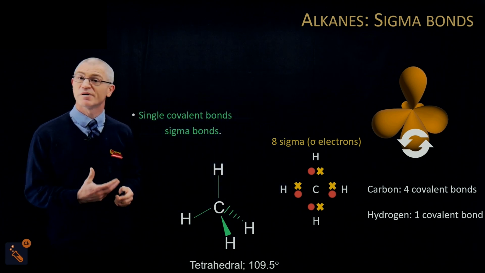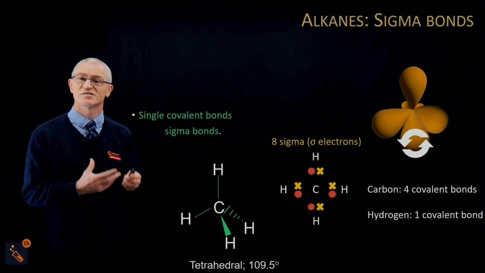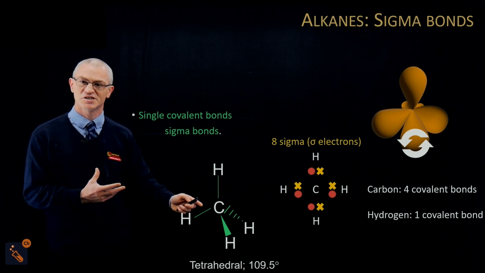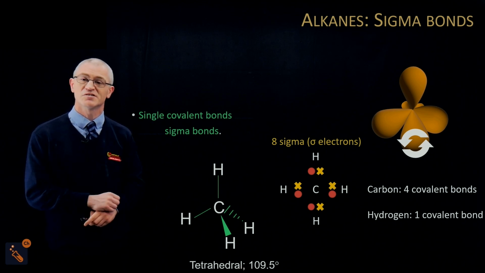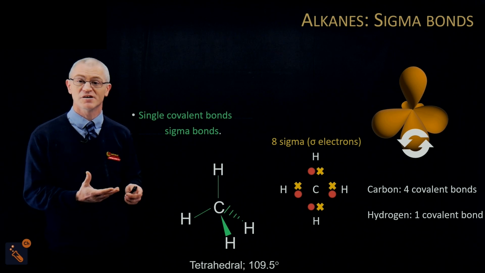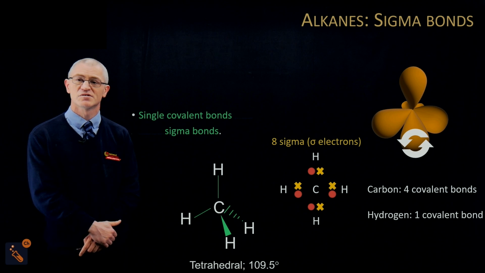Now that is how we talk about sigma bonds, but in simple terms, sigma bonds are just single bonds. For every single bond, we have 2 electrons. So common questions can be, how many sigma electrons are there? What you've got to do is count the number of sigma bonds, and then to find out the number of sigma electrons, just times by 2.